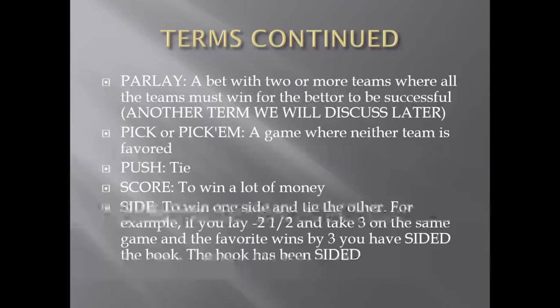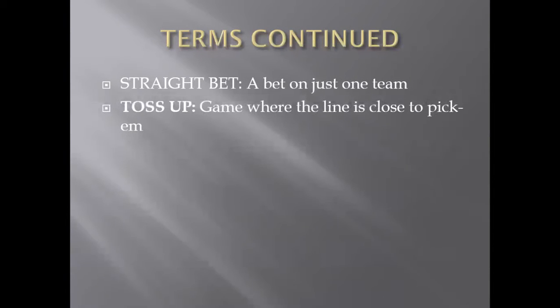For example, if you lay a 2.5 and take 3 on the same game, and the favorite wins by 3, you have sided the book. The book has been sided. Straight bet. It's a bet with just one team. Toss up. A game where the line is too close to pick.